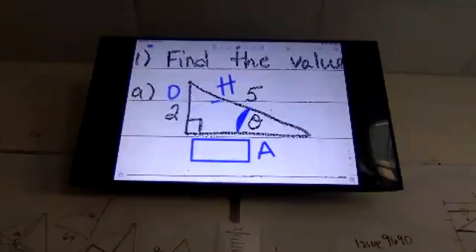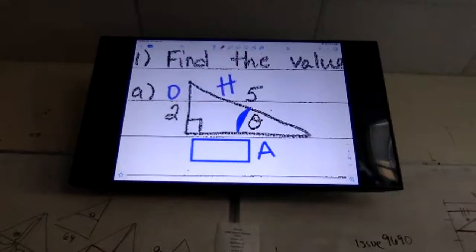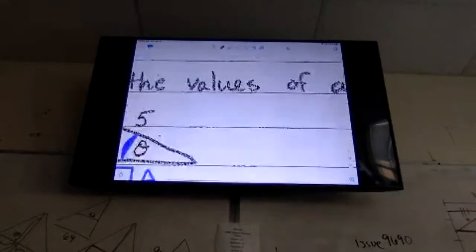In order to do anything though, we need to find adjacent. Do you remember how to find that missing side of a right triangle? Pythagorean theorem. A squared plus B squared equals C squared. Welcome to your best friend for the rest of this chapter. There are going to be so many times that we're going to do something that I'm going to be like Pythagorean theorem, Pythagorean theorem, Pythagorean theorem. Don't forget about him, he's your best friend.